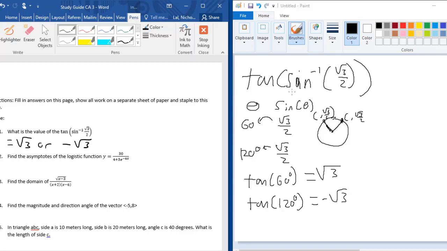So when you see inverse sine of a value, you're saying what angle, when inputted into the trig function, produces the value shown. So when you see the inverse sine of root 3 over 2, it's asking the question, what angle can I input into the sine function and get a value of root 3 over 2? So you can say that the sine of 60 is root 3 over 2, or the sine of 120 is root 3 over 2. And you can verify that with your calculator. You can verify that with your unit circle.